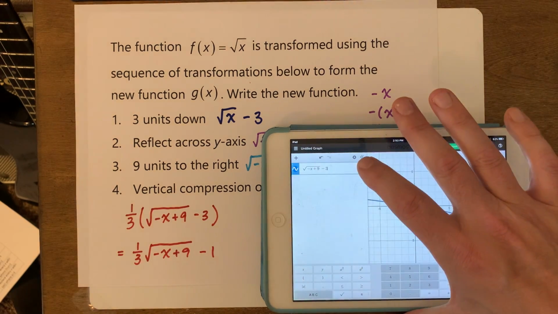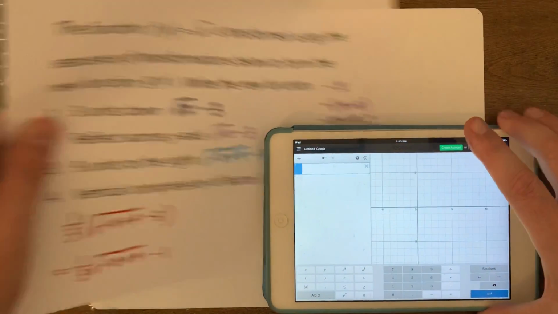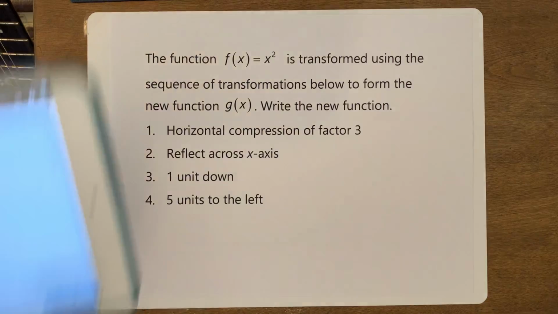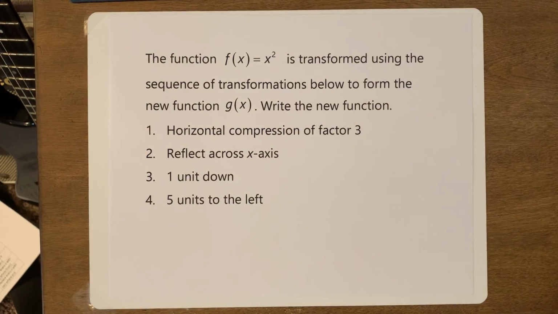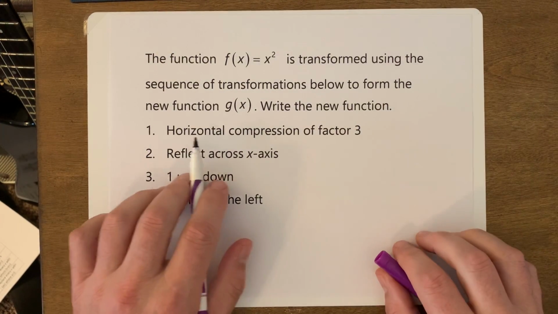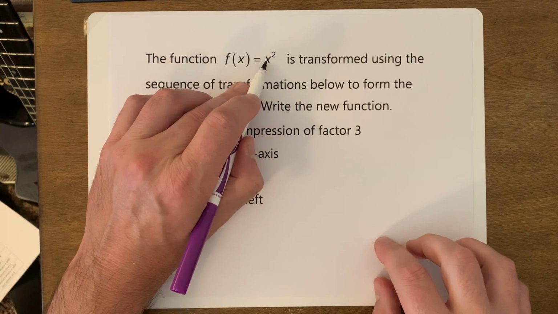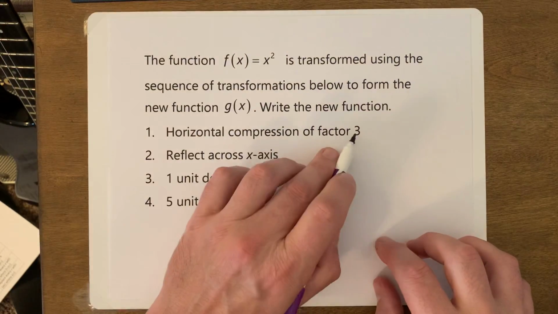All right, so let's get rid of those guys. Okay, and hopefully the next one won't be as bad, but you never know. They usually are. Okay, so this one we have x squared, and our first step is a horizontal compression of factor 3. So horizontal compression is you replace every x with ax where a is greater than 1. So we're going to take that x and then we're going to replace it with 3x.